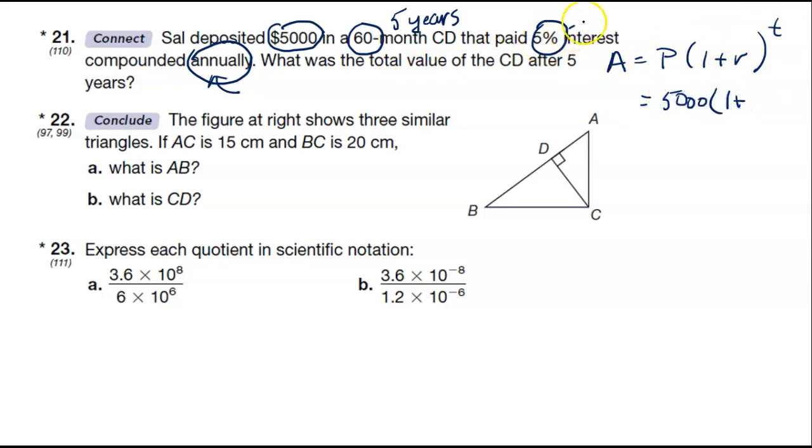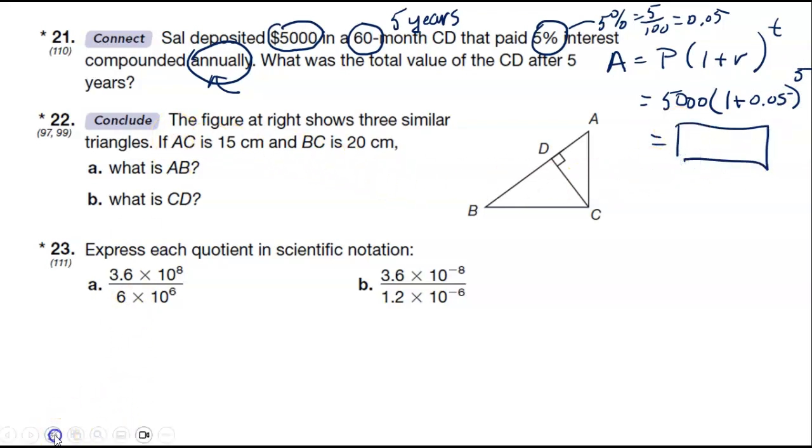1 plus, this is 5% or 5 per 100 or 0.05. And this is to the 5th. So I'll let you work that out for your answer. Let me change colors. Okay.